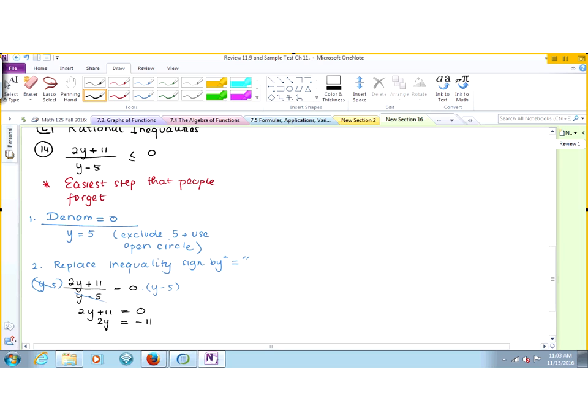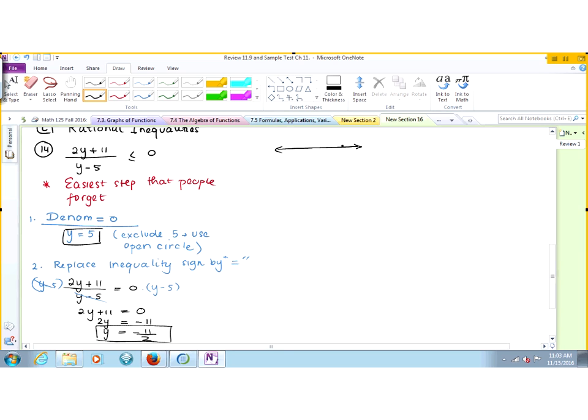2y is negative 11. So what is y? Yes. Now, do I have to exclude y equals negative 11 over 2? No. Now I'm done. I just have to graph them on my number line.